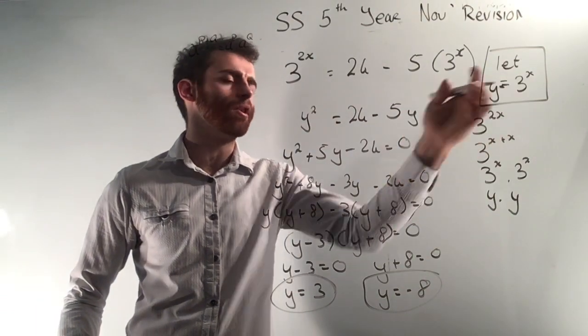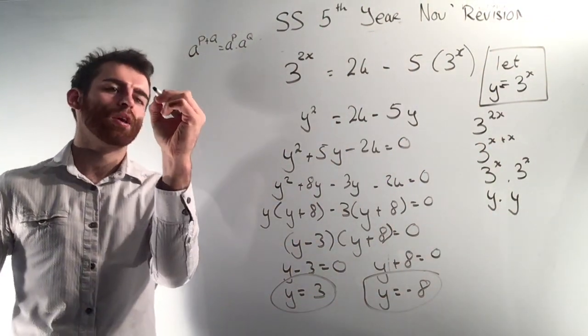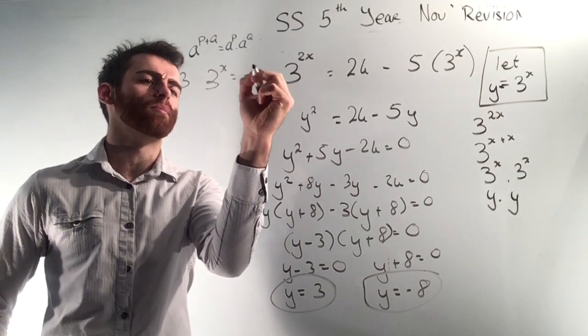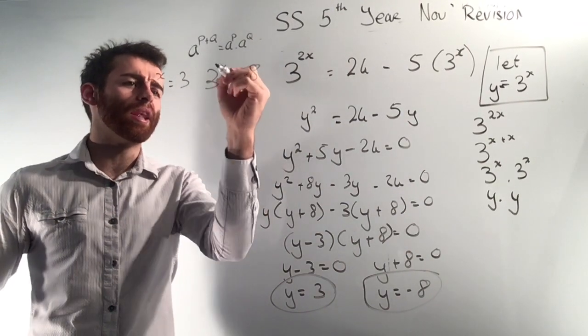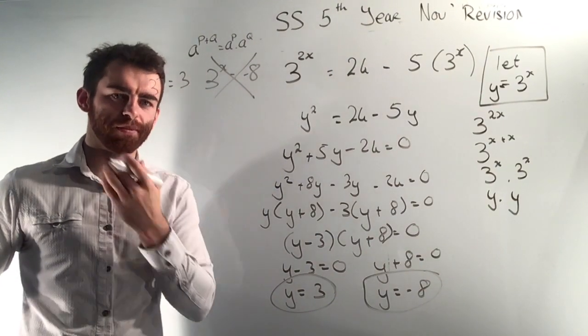I know that y equals 3 to the power of x. So I can let 3 to the power of x equal to both of these answers. So I can say that 3 to the power of x equals 3, and I can say that 3 to the power of x is equal to minus 8. Now, 3 to the power of something will never be negative, so at this stage you can just cross that one out. And I have 3 to the power of x equals 3.